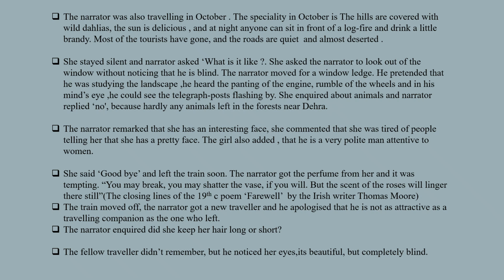She stayed silent, and the narrator asked, "What is it like?" She asked the narrator to look out of the window, without noticing that he is blind. The narrator moved to the window ledge. He pretended that he was studying the landscape. He heard the panting of the engine, the rumble of the wheels, and in his mind's eye he could see the telegraph posts flashing by. She inquired about animals, and the narrator replied no, because hardly any animals are left in the forest near Dehra. The narrator remarked that she has an interesting face.